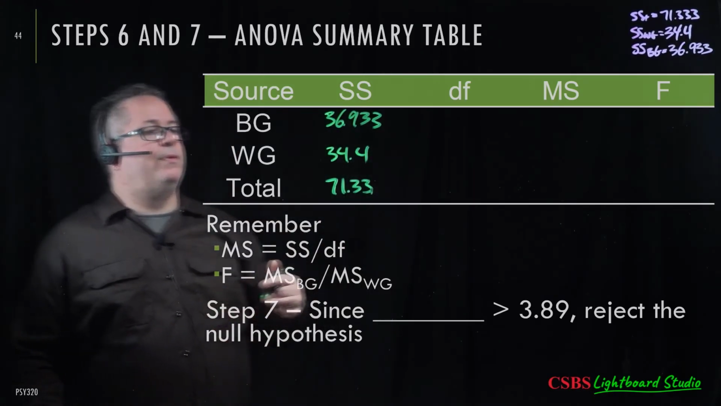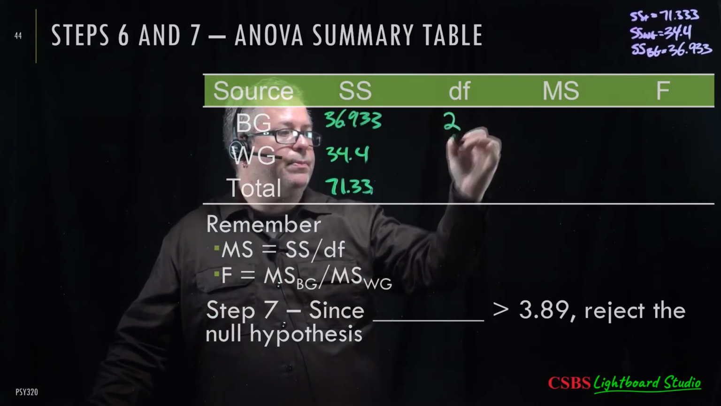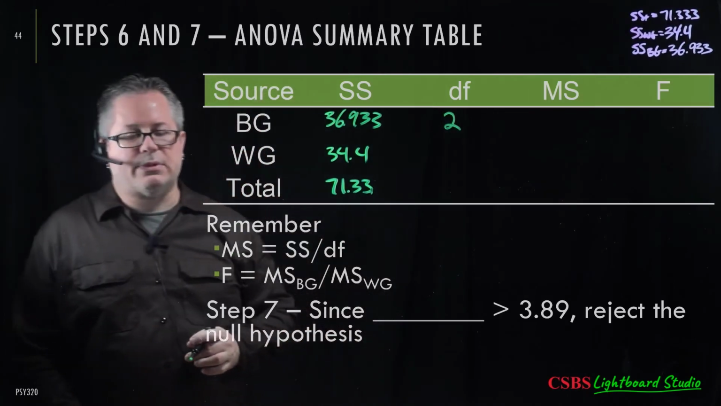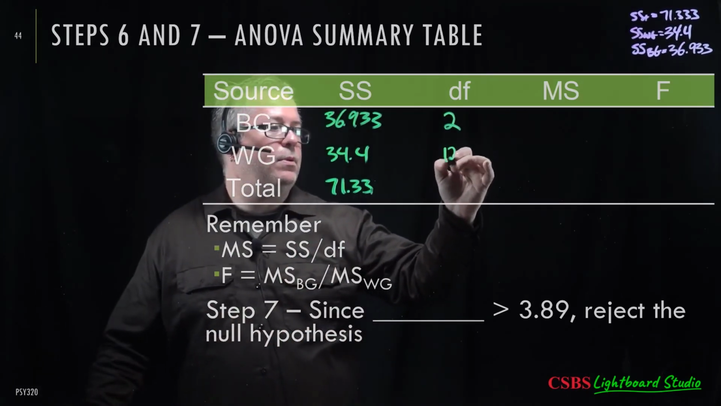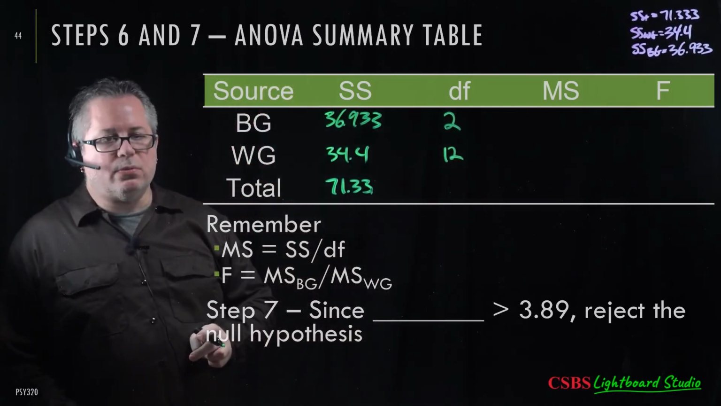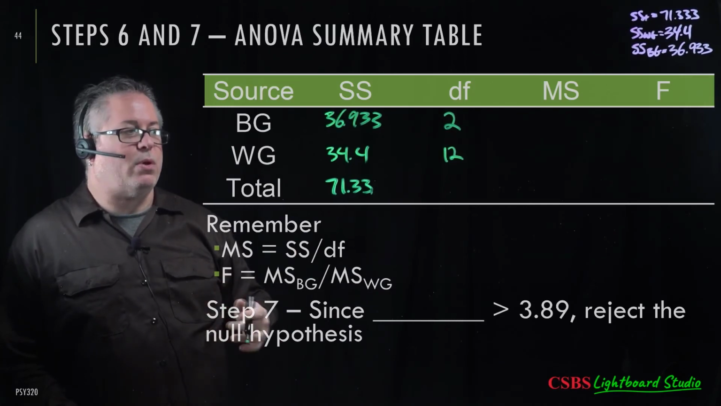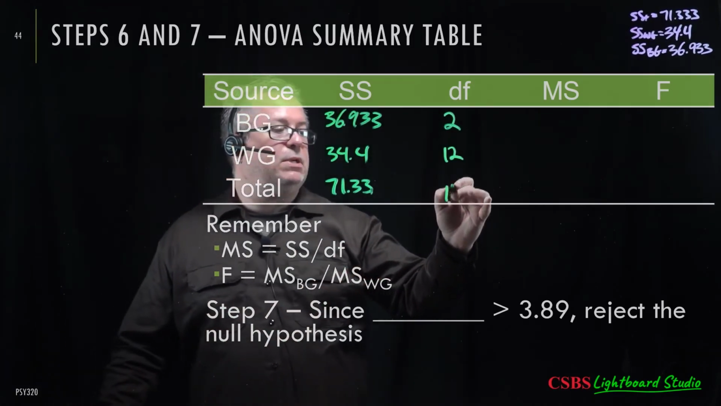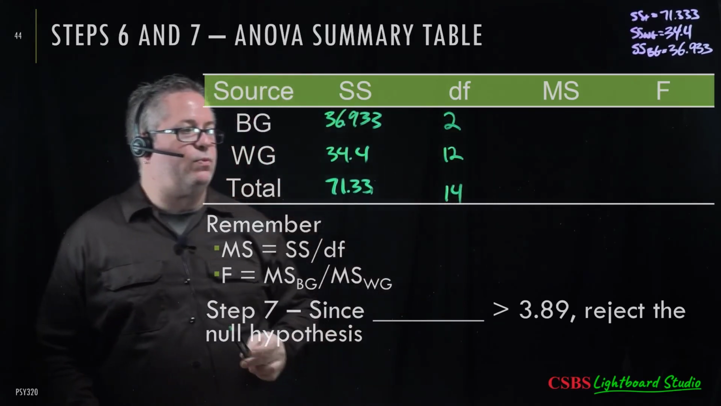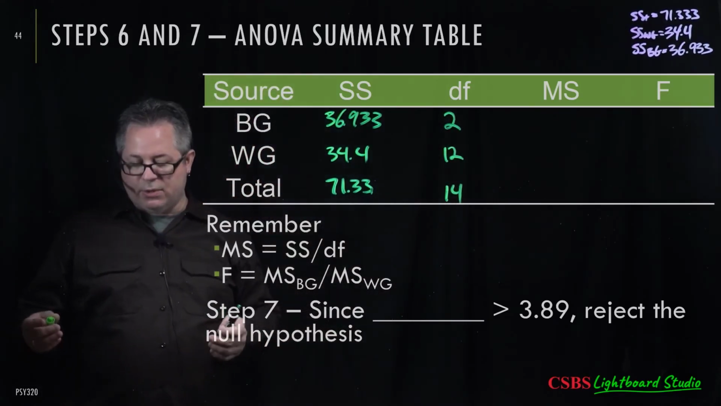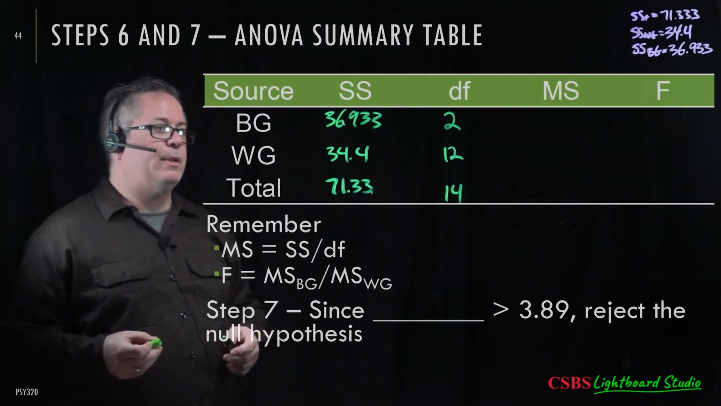Our degrees of freedom for between was 3 minus 1 equals 2. For within, it was 15 minus 3 equals 12. And for total, it was the total n, 15 minus 1, which is 14. You should also notice that these two should add up to that as well. So the degrees of freedom between and within should add up to the total degrees of freedom.